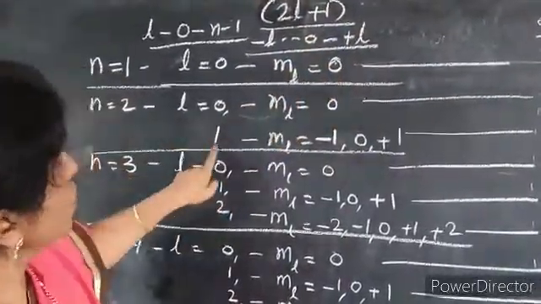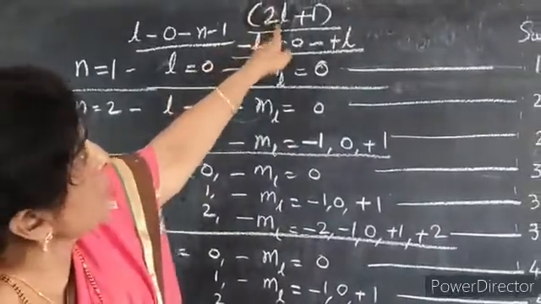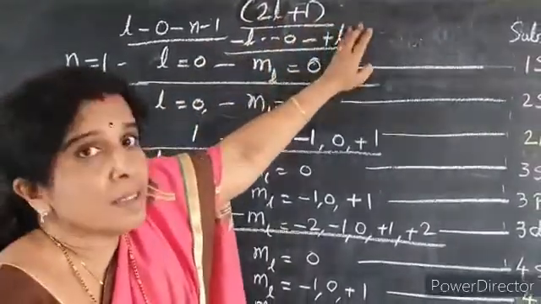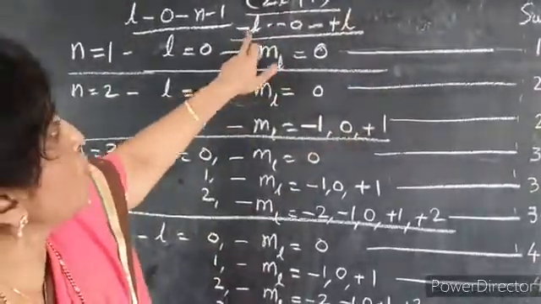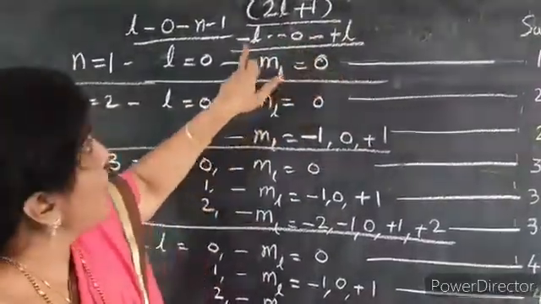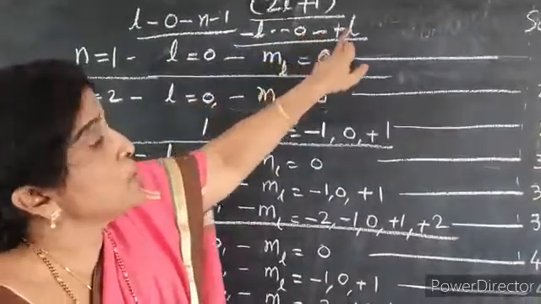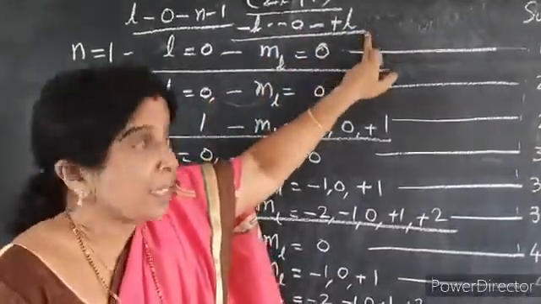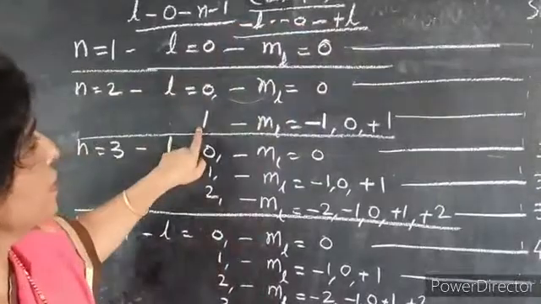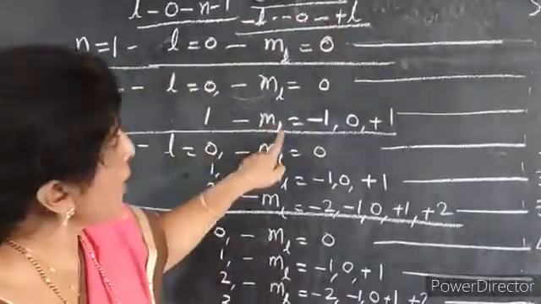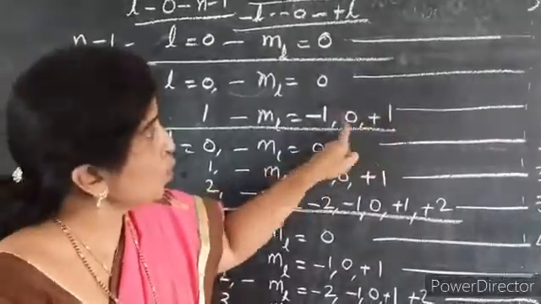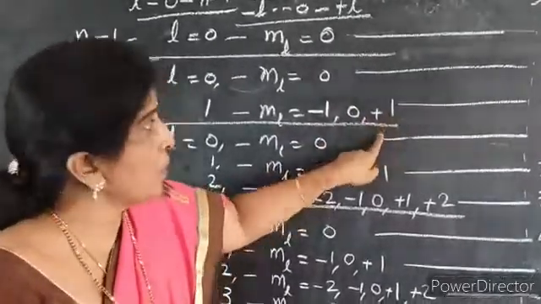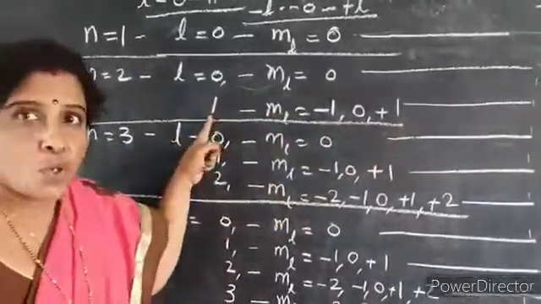When L is equal to 1, 2 into 1 plus 1, it is 3. So there are 3 values. What are those 3 values? You have to apply this rule: minus L, in between 0, and the maximum value is plus L. So what is minus L here? It is minus 1. So ml values are minus 1, 0 and plus 1. So a total of 3 values are possible when L is equal to 1.